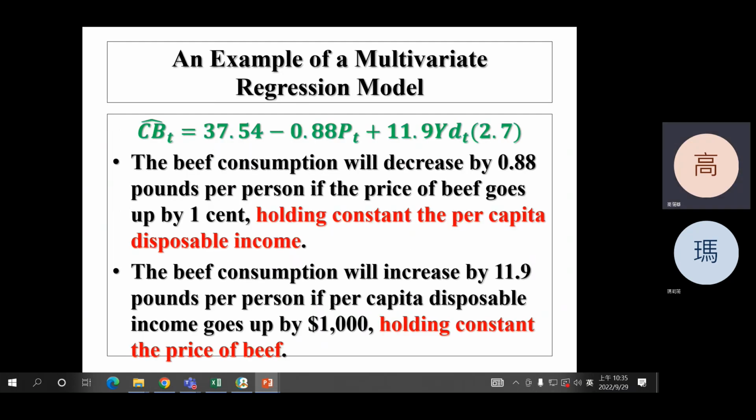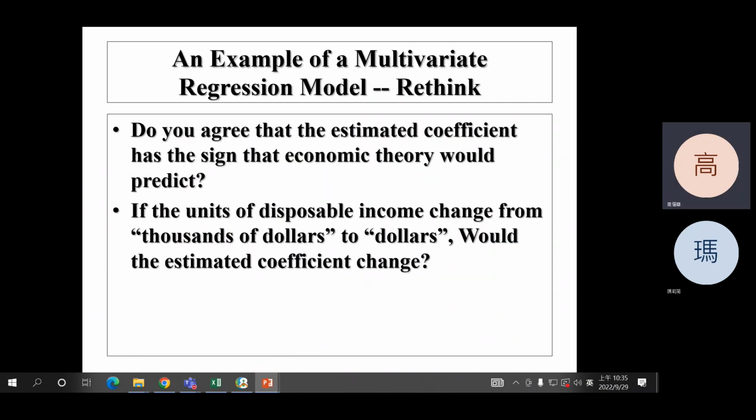The disposable income coefficient here is 11.9, right? And the measurement is in $1,000. But my question now is, if the units of disposable income change from $1,000 to dollars, then would the estimated coefficient change? I mean, would 11.9 change? If yes, then change to what? What number?